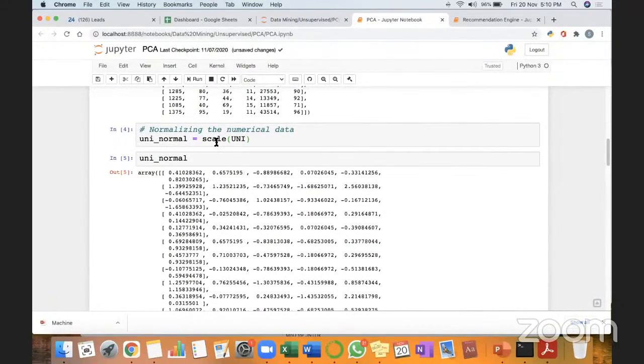So here I've applied scale transformation. This is as good as Z transformation, where you have the values mostly from -3 to +3.